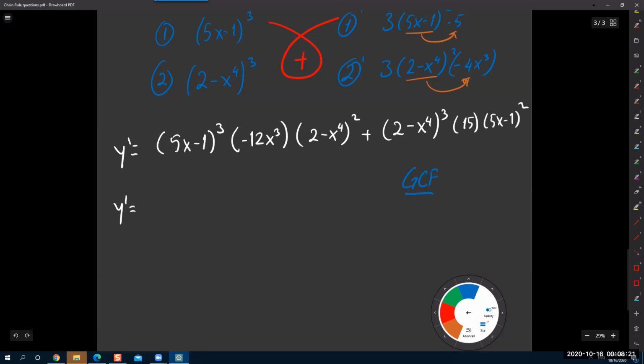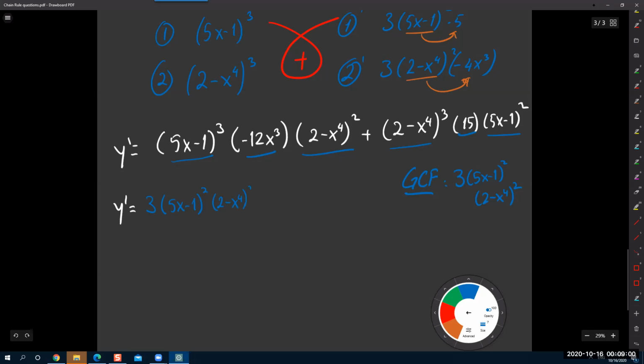Greatest common factor. Well, 12 and 15. Isn't that 3? Yeah. 5x minus 1 cubed, 5x minus 1 squared. Which one is going to be? It's going to be squared. And 2 minus x to the 4th in the parentheses squared, 2 minus x to the 4th in the parentheses cubed. Which one is going to be? It's going to be squared. Okay, so therefore, I factor that 3, 5x minus 1 in the parentheses squared and 2 minus x to the 4th in the parentheses squared.